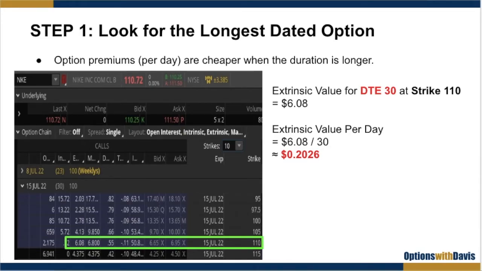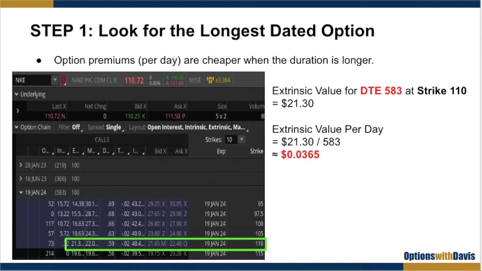And the reason is because options tend to decay much faster when you reach the 30 to 45 days left in terms of expiration. So as much as possible, I always look for the longest dated option because that's where I get the most bang for my buck, right? You're paying much less and the decay is much less.